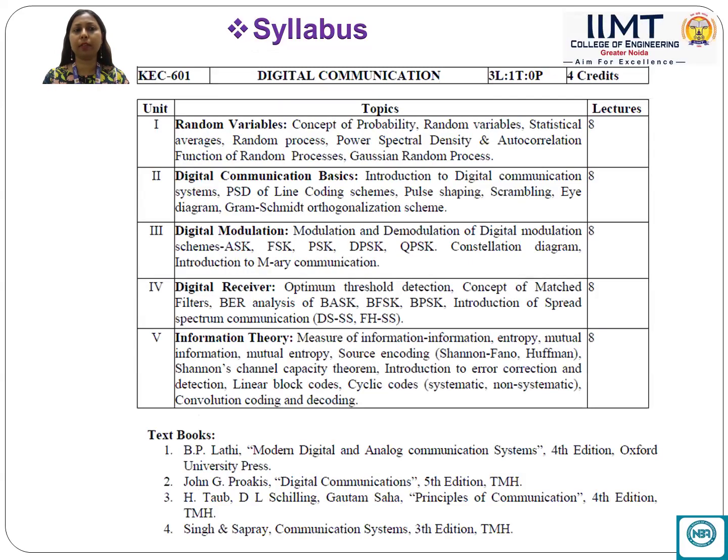First, the syllabus prescribed by AKTU. The subject code is KEC 601, Digital Communication. The first unit mainly covers the concept of probability, random variable, then random process, after that power spectral density and autocorrelation function of random process, then Gaussian random process.